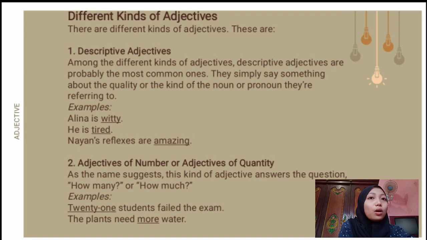Number 2, adjective of number or adjective of quantity. As the name suggests, this kind of adjective answers the question like how many or how much. Example, 21 students failed the exam. The plants need more water.